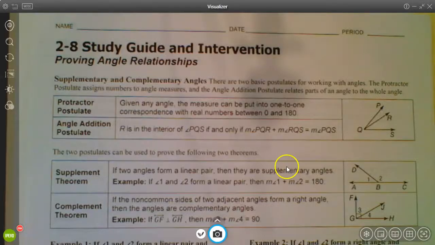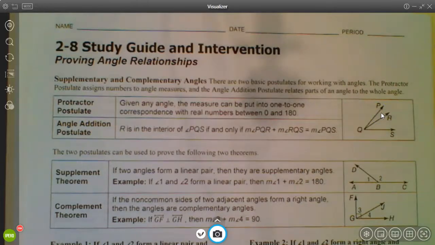All right, guys, final section of chapter 2. Let me start you out with just a couple of the theorems and postulates that are going to come up in this section. Angle addition, we've already talked about. It's the same thing as segment addition, but with angles.